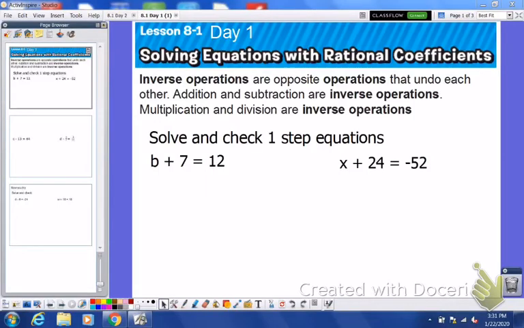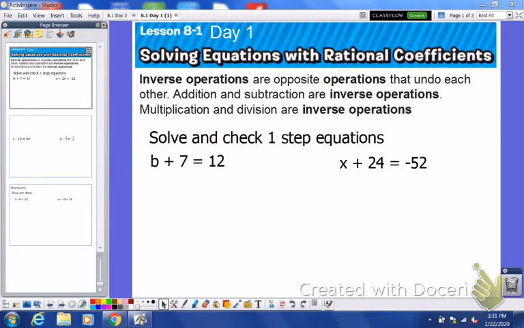Hi guys, chapter 8. We are finally going to be talking about solving equations. We've done a little bit of solving equations so far this year, but you've been given specific steps for specific equations. In this chapter, you're going to learn about how to solve any equation. So we're going to start off pretty basic.